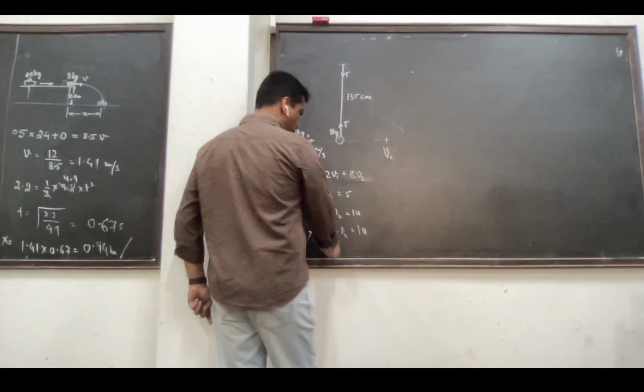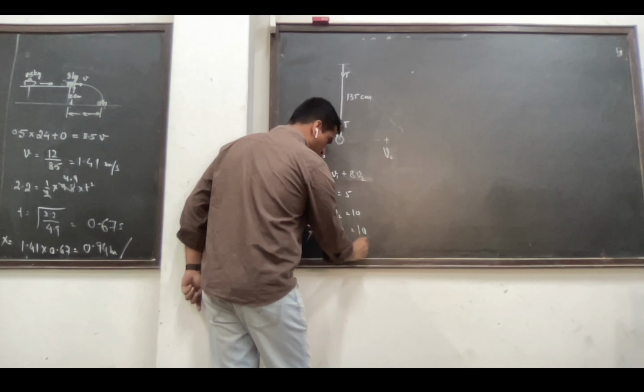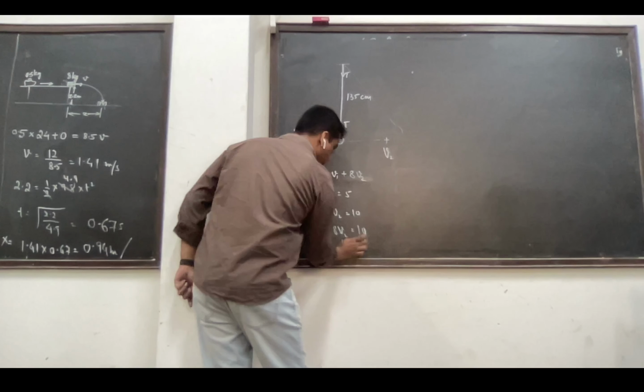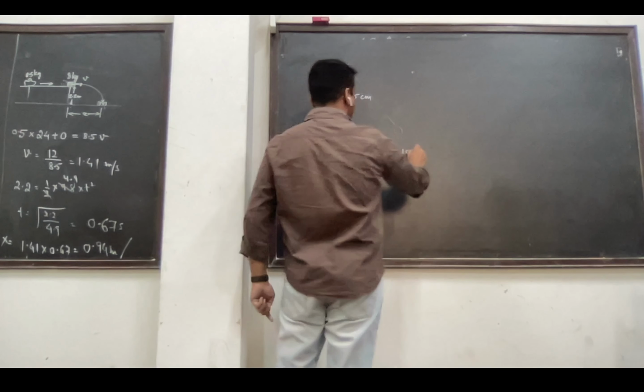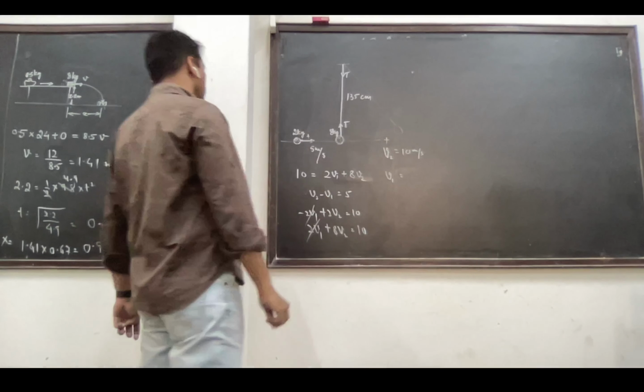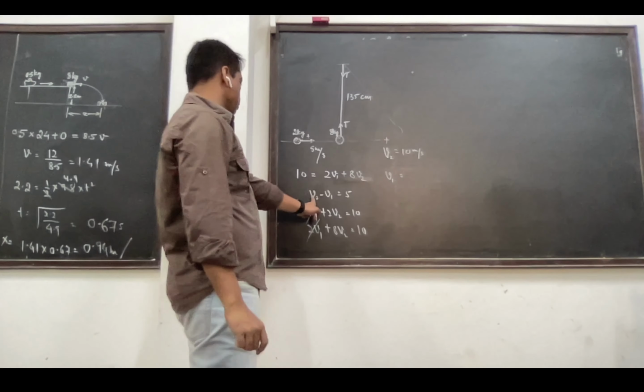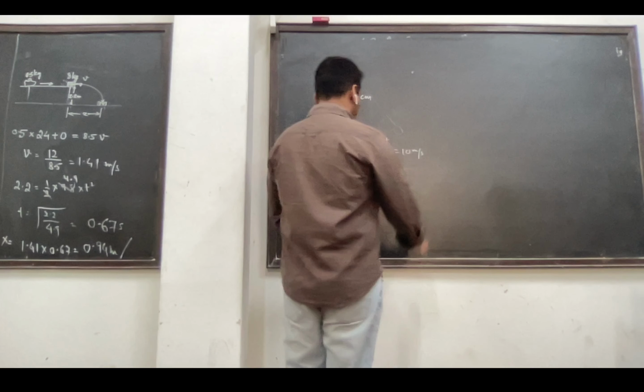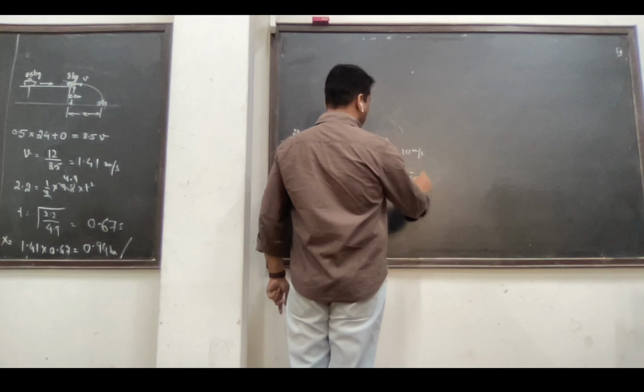10 V2 is 20, so V2 is 10. V2 is 10 meter per second. V1 is... V2 is 10. So V1 minus V1 is minus 5 or V1 is 5 meter per second.